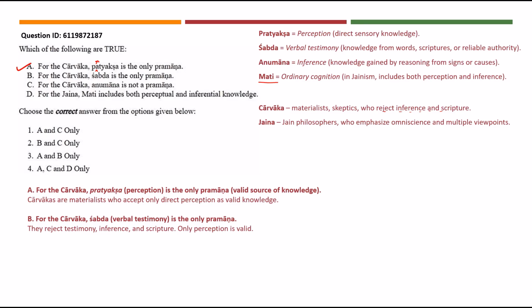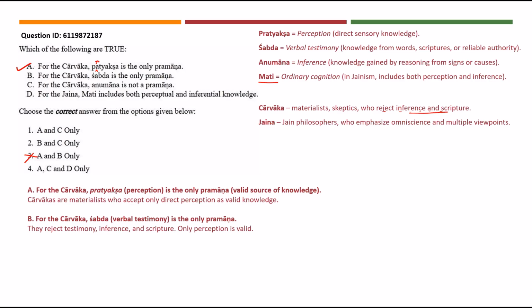Just now we said pratyaksha is the only pramana. Then the second statement immediately says sabda is the only pramana. So from this what you can understand is A and B cannot be true together at the same time. But only one option will get ruled because of that. Even though you don't understand what the word is, still you can rule out option 3 here. For the Sarvaka, sabda is the only pramana. Verbal testimony is the only source of knowledge. They reject inference and scripture is what we saw.